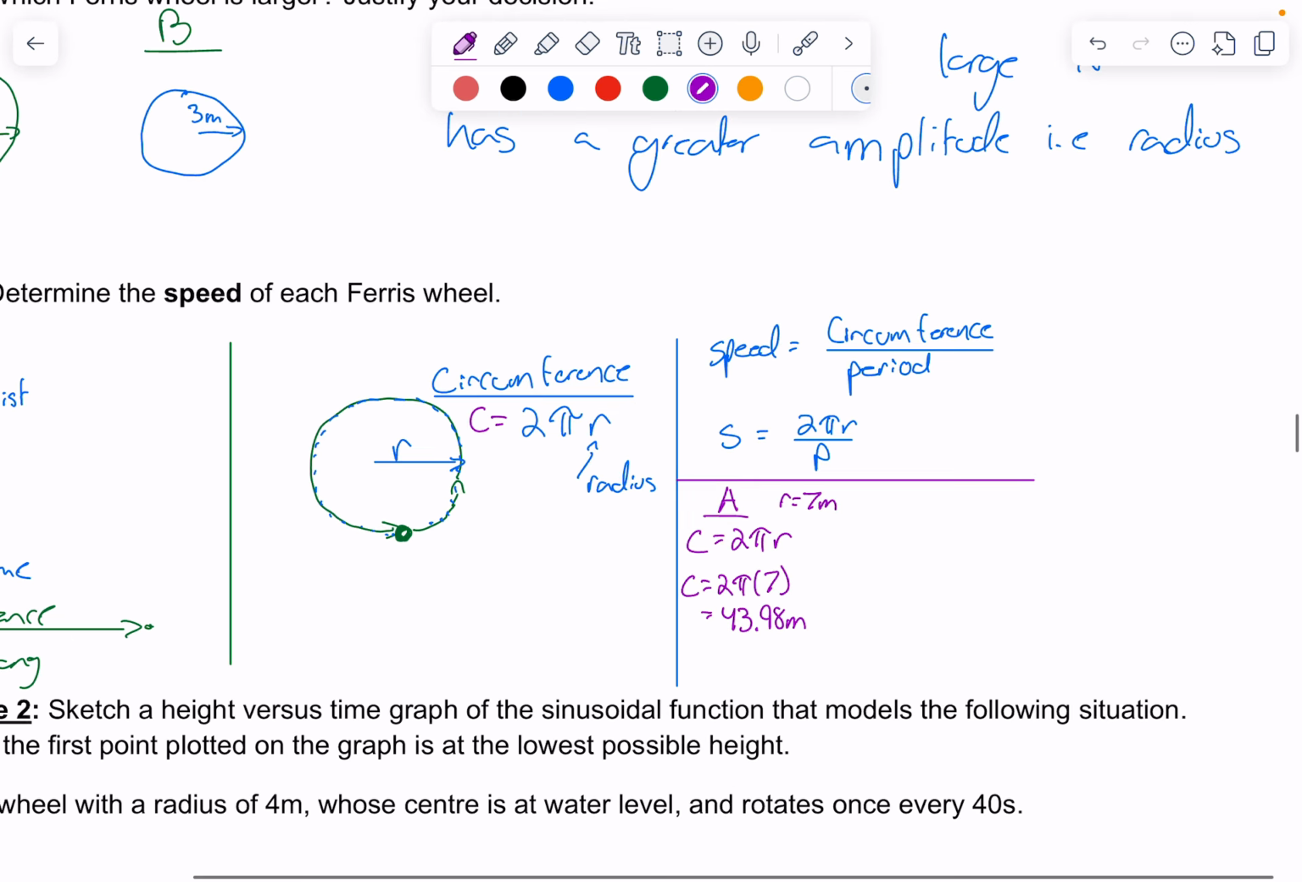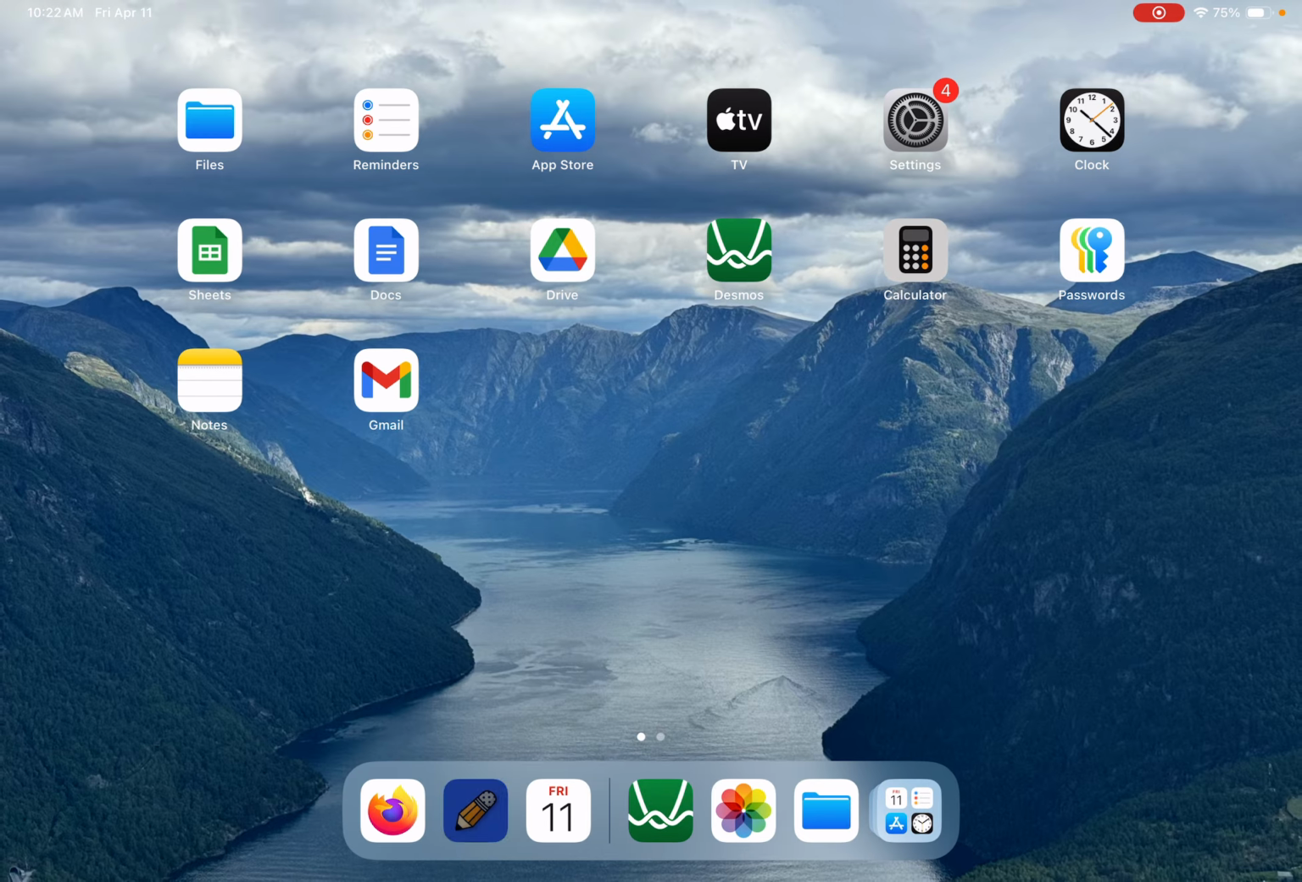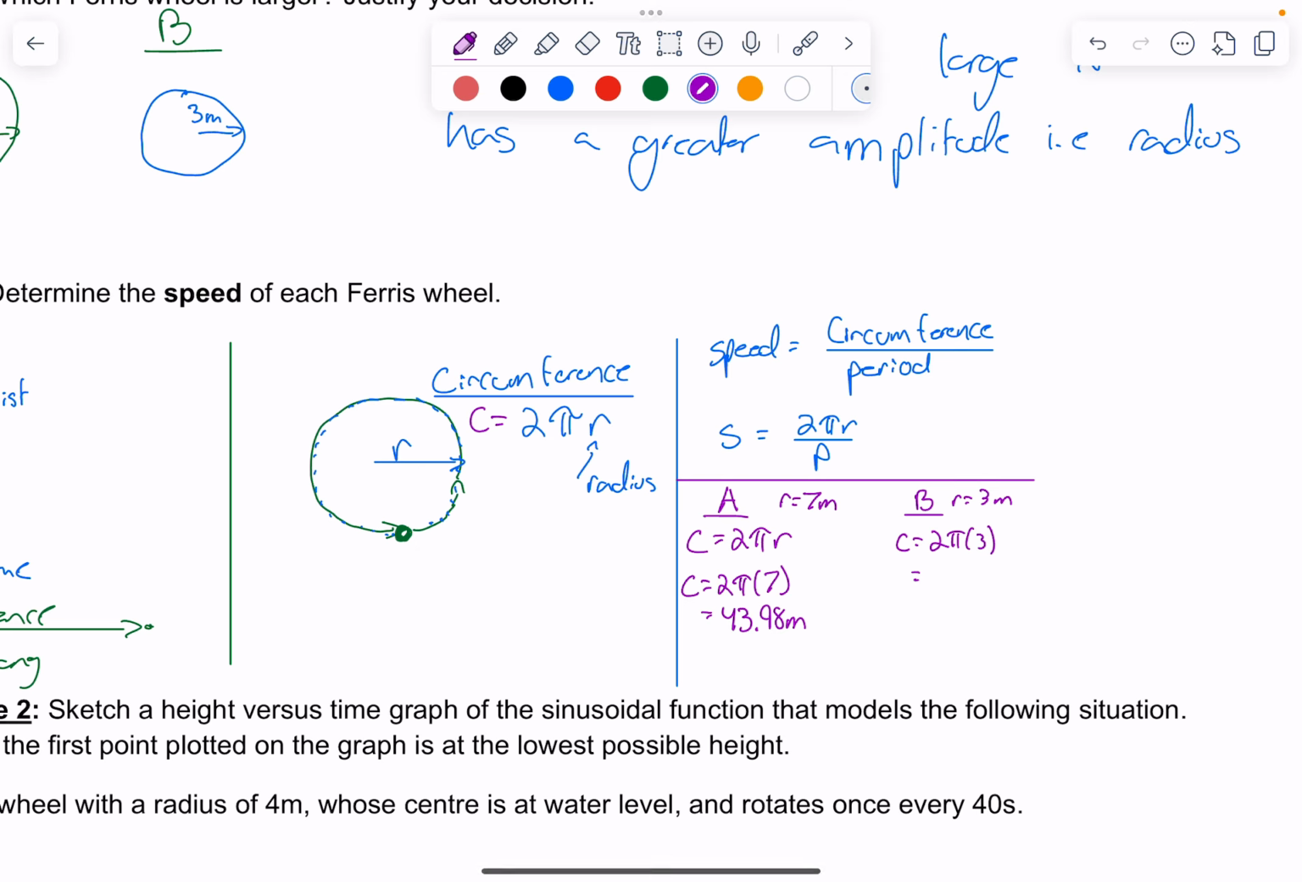And if I do that same thing for B, B's radius is 3 meters. Well, B's circumference is 2 pi times 3. So that's 2 times shift pi times 3. So that's 18.85 meters. Okay, so now we need our speeds.